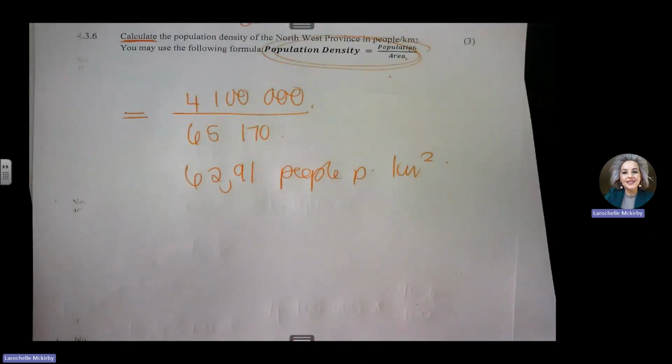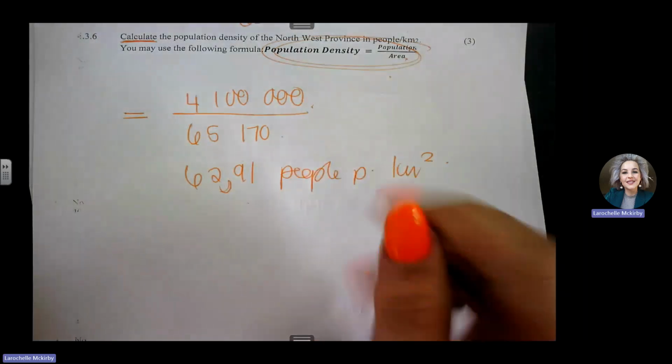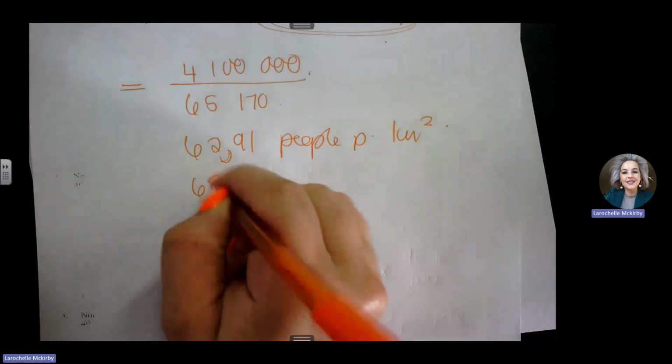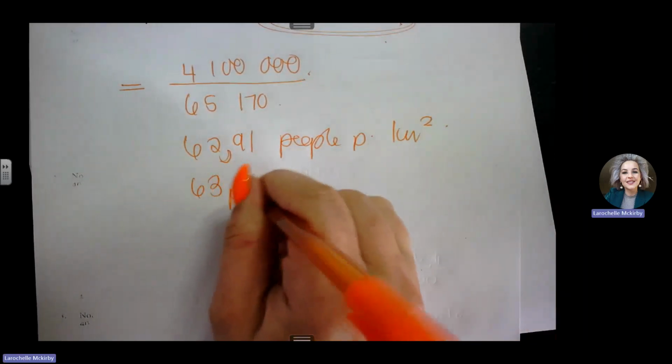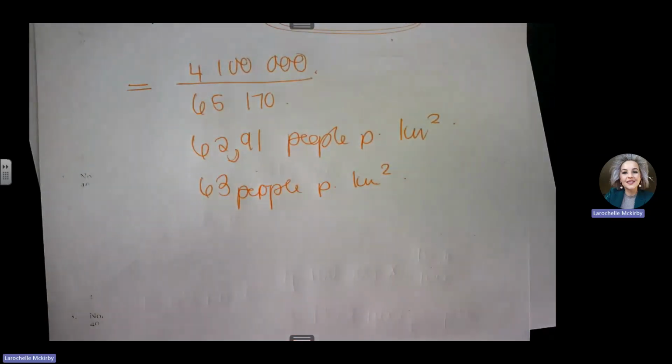But I don't think we can leave the answer like this. Do you agree with me? And why? Because this is people, and we can't get people as comma numbers. So we will rather say 63 people per squared kilometer. And there we go.